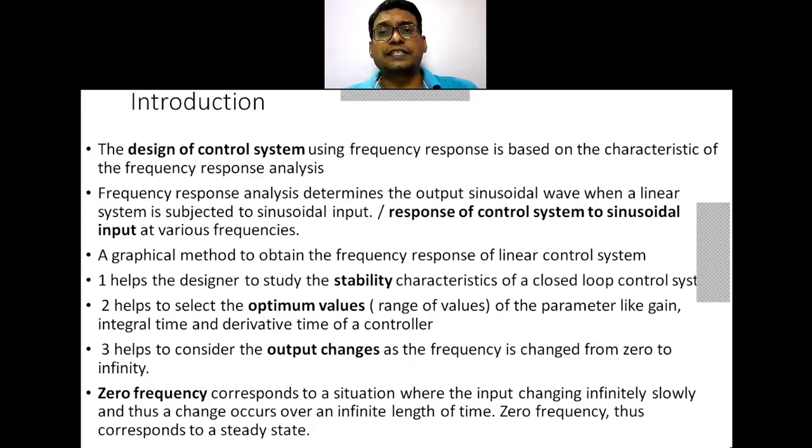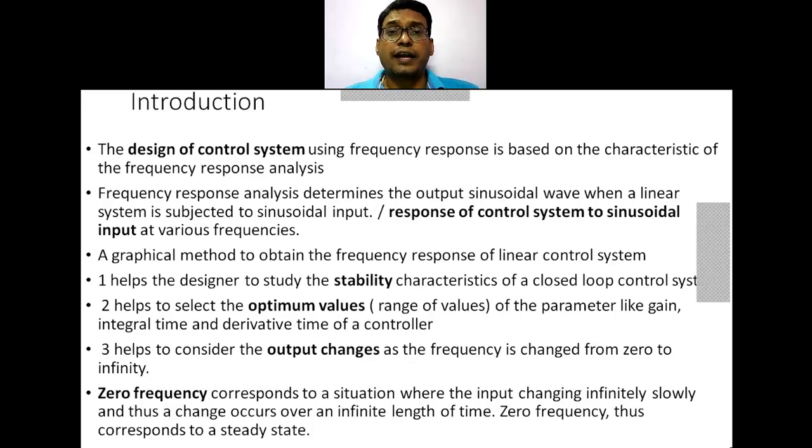Basically, when frequency is there, some variations will arise. So in the general case, it is our sinusoidal input, the forcing function, which is considered as the frequency input for our frequency analysis. So, the response of a control system to the sinusoidal input at various frequencies.